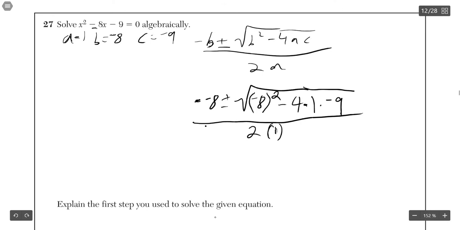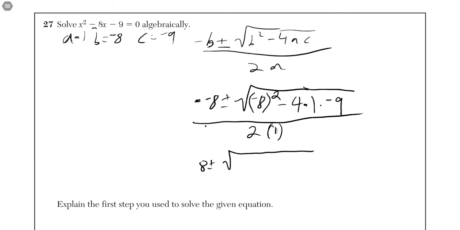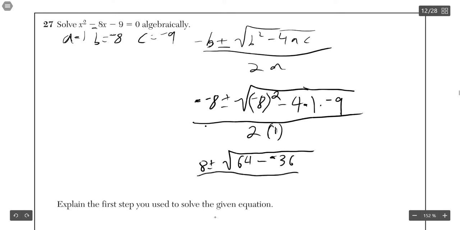Okay, now let's start simplifying it a little bit. Negative 8 is positive 8 plus or minus the square root of negative 8 squared is 64. When you type into your calculator, you need these parentheses, otherwise it's going to give you negative 64. But the negative 8 squared is positive 64. So 64 minus 4 times 1 is 4 times negative 9 is negative 36 over 2 times 1 is 2.